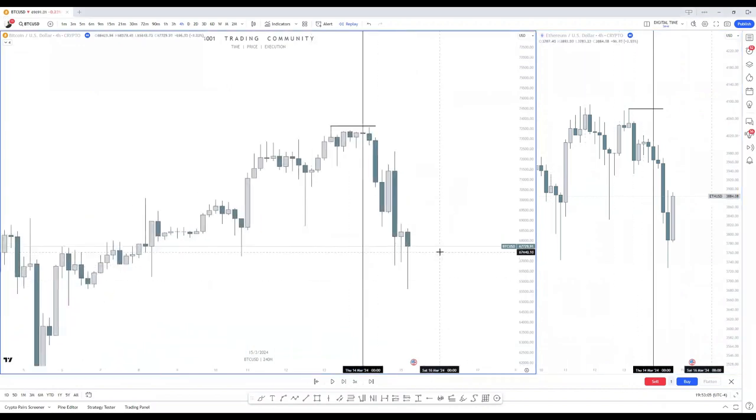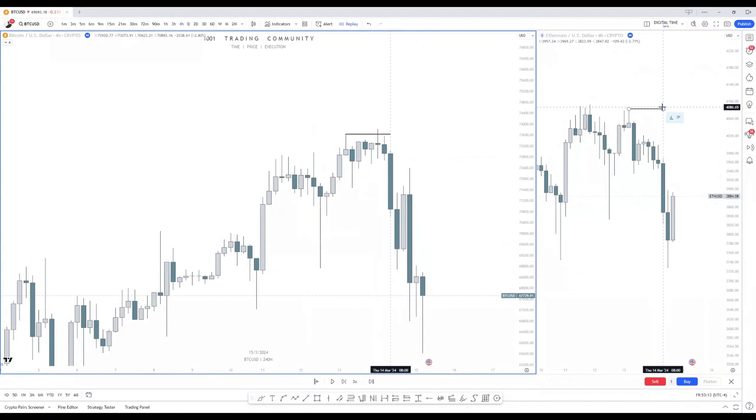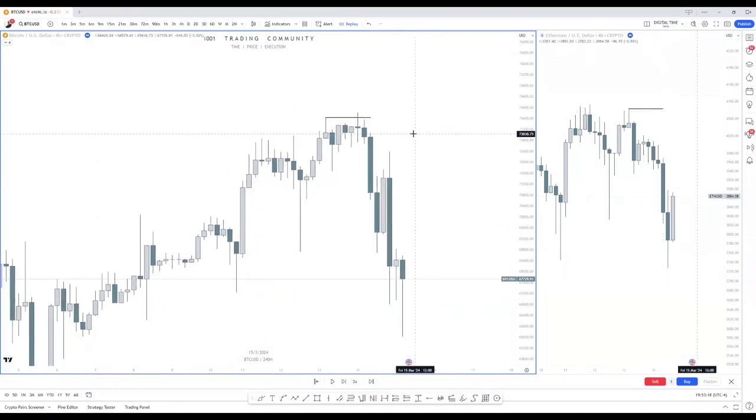The lower time frame, because we're observing the 4-hour, and what we observed on the 4-hour was a high got taken out for Bitcoin. Ethereum failed to take that high. It's a very obvious SMT. So which one are you going to trade at that point?